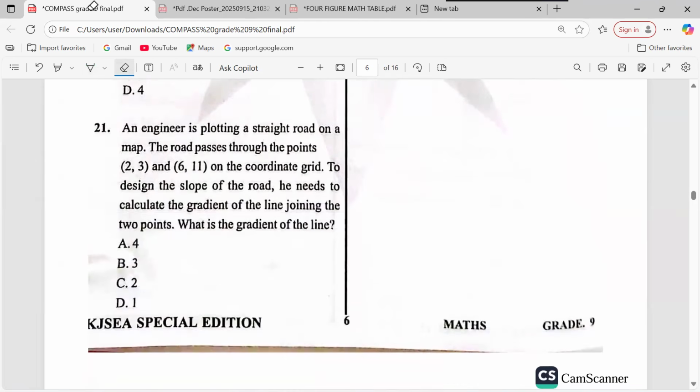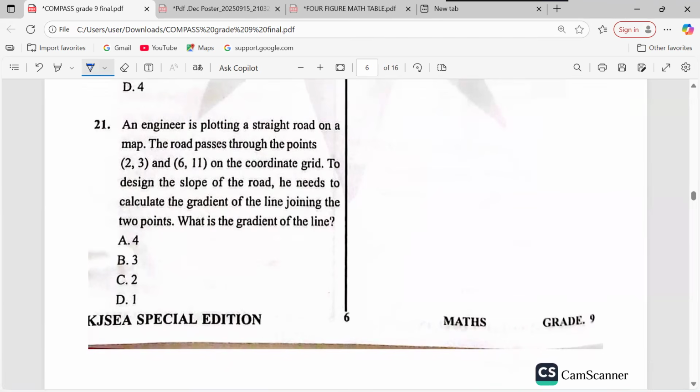21. An engineer is plotting a straight road on a map. The road passes through the points 2, 3 and 6, 11 on the coordinate grid. Then, to design the slope of the road, he needs to calculate the gradient of the line joining the 2 points. What is the gradient of the line? So we have the coordinates there. We need change in y, 11 minus 3, over change in x, 6 minus 2. So this is going to be 5/4.